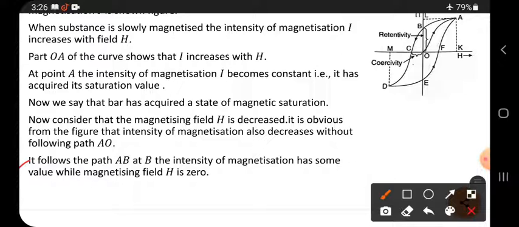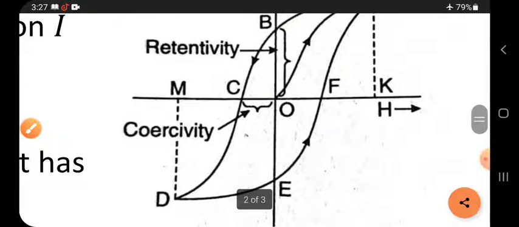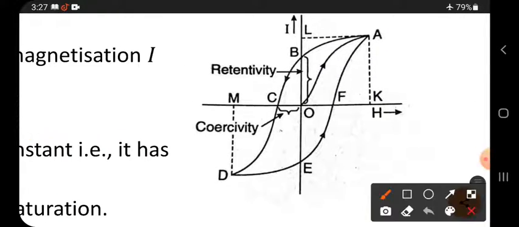It follows a path AB, like this, in this manner. At B, the intensity of magnetization has some value, see, from here to here, while the magnetizing field H is 0. At this point H is zero. As the H value decreases, the I value decreases in this manner. It cannot decrease like this; it decreases in this manner. So when the H value becomes 0, I reaches point B.